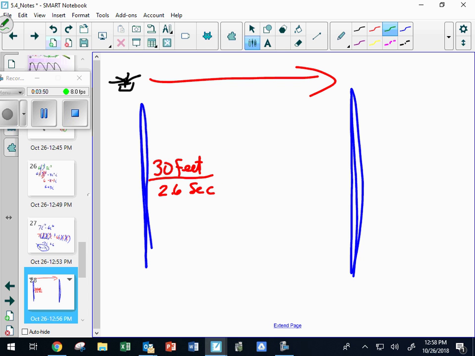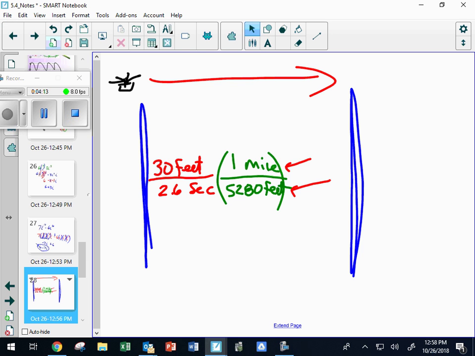Now, why do you think I am multiplying this by 5,280 feet? But what's that equal to? 1 mile. Do you notice that I put it in a factor? These are called conversion factors. Has anybody ever used them before? In science, okay. And in science, I bet you they call it dimensional analysis.